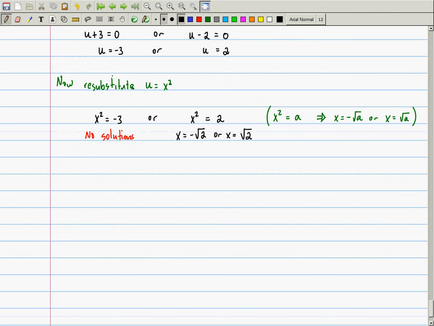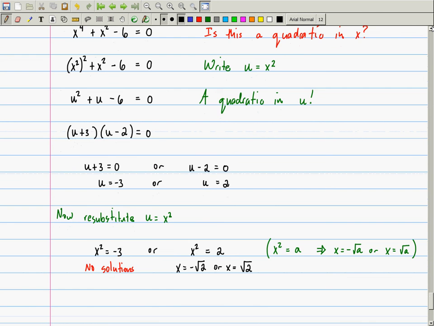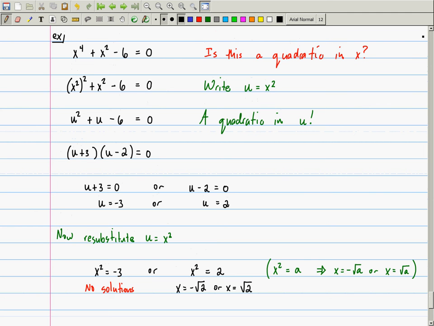Now I'd like to point something out. That's interesting. We substituted. I gave you an equation, it wasn't a quadratic, but then you made a nice, cute observation and turned it into a quadratic. Then we used all the things that we knew before, solved it as if it was a quadratic, and at the end we resubstituted that U is X squared. So notice, this problem was such that you got two solutions, U is negative 3 and U is 2. U being negative 3 gave no solutions, and that's a perfectly legitimate thing to happen.